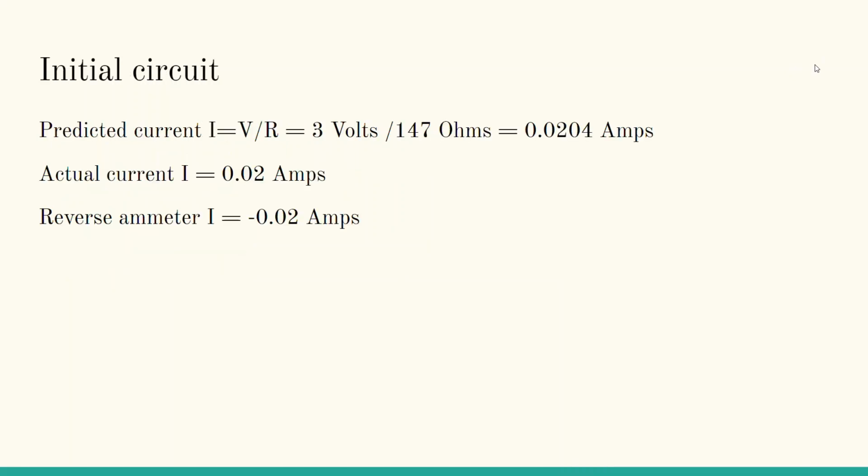So using Ohm's law, we can predict the current, which we get by dividing the 3 volts by the 147 ohms to get 0.0204 amps. And so the actual current is 0.02 amps, so it's a little bit less precise than the predicted current. And then to find the reverse current, we just make it negative.